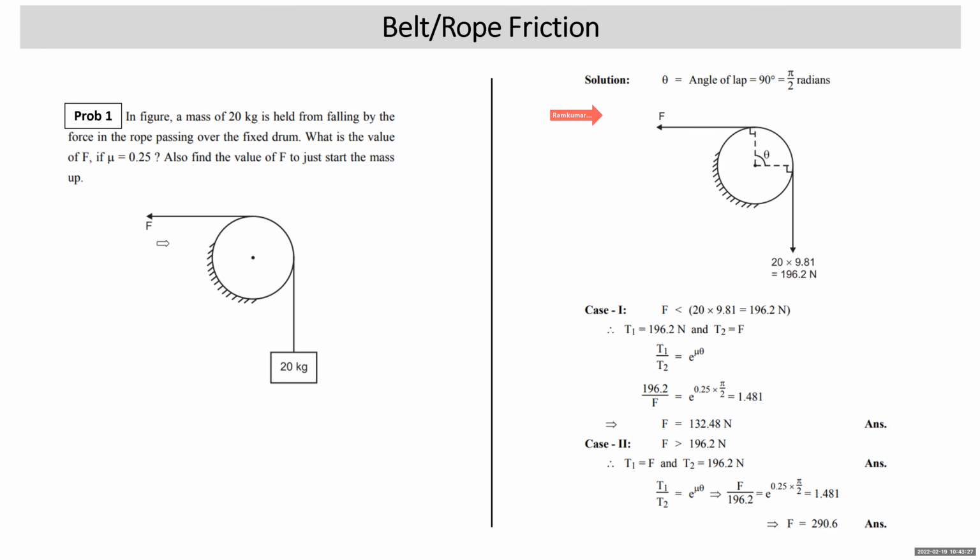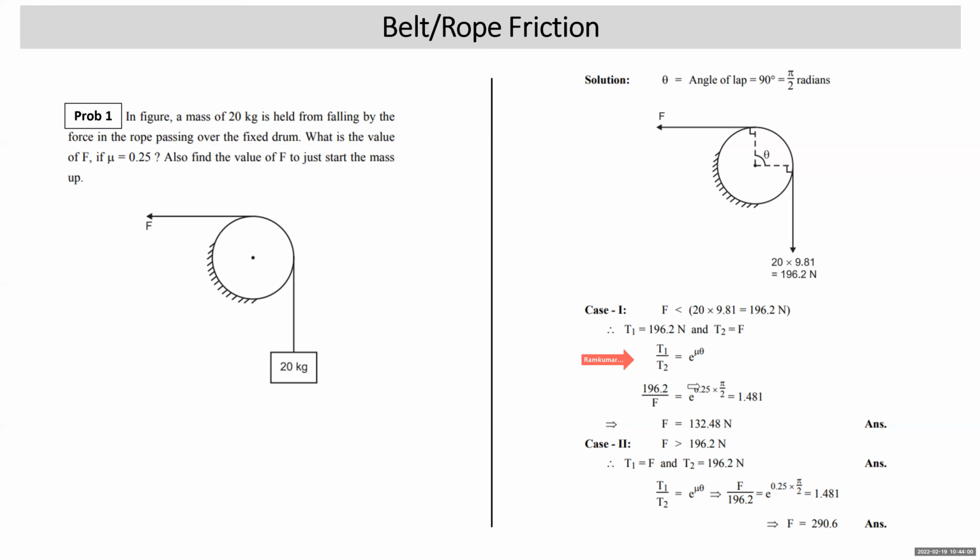In the first case, he is asking you to find the value F required to prevent the weight from falling, that means just to hold it. So F will be less than the weight: 20 into 9.81, 196.2. Hence T1 will be 196.2 Newton, and T2 will be F. Now we can use the relation T1 upon T2 is e raised to mu theta. T1 is 196.2, T2 is F, equal to e raised to mu, where mu is 0.25 and theta is pi by 2. It comes to 1.481.